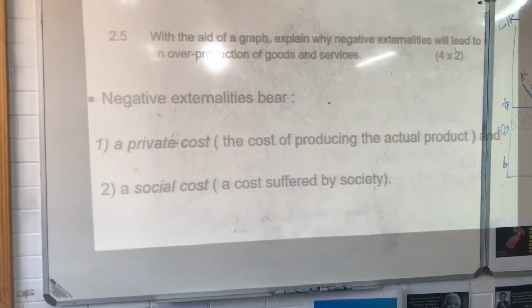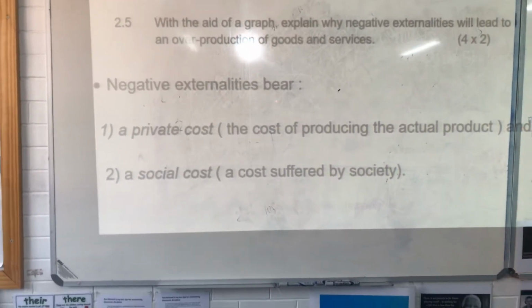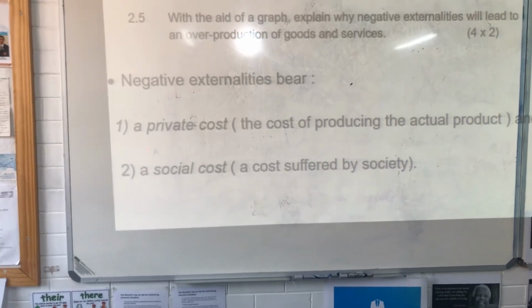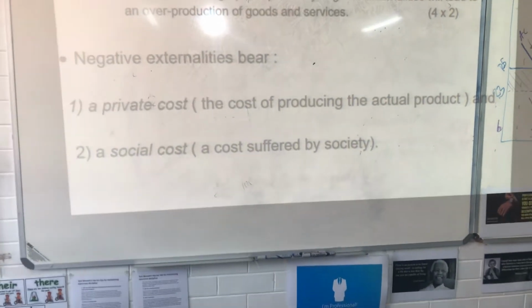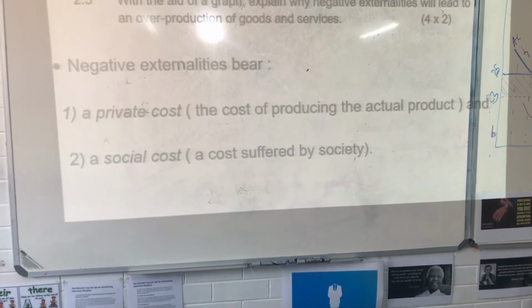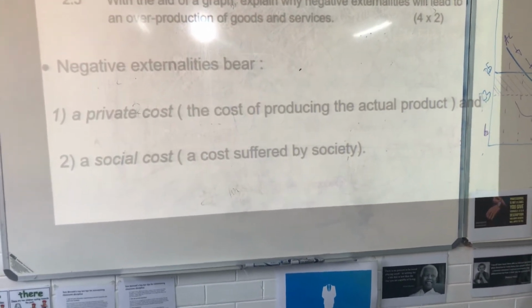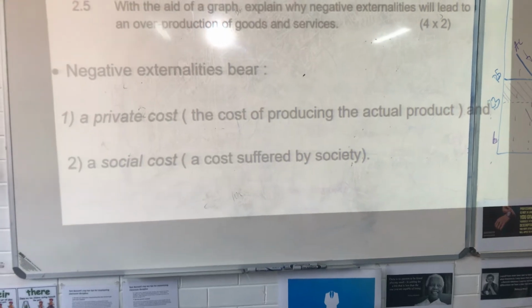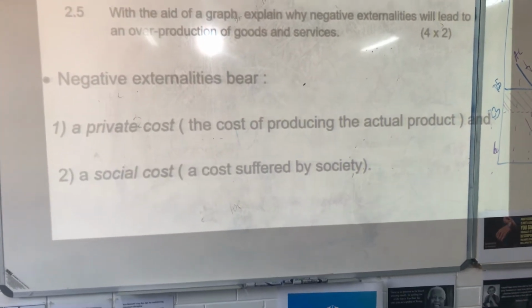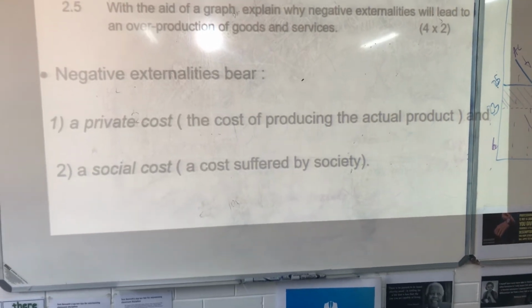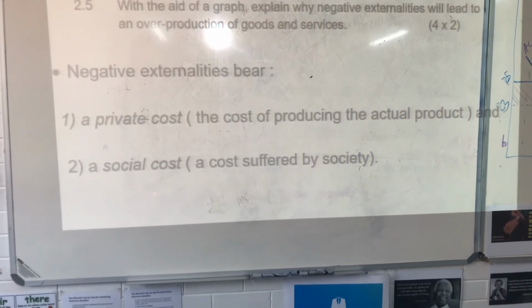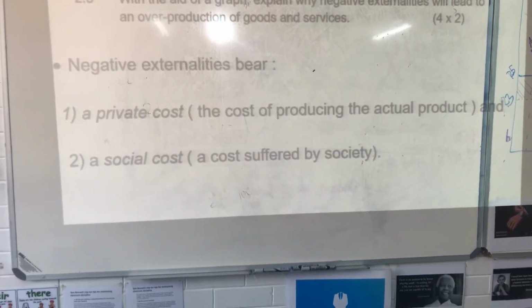But before we get to that, let's just have a look. Negative externalities bear two things. The first thing is a private cost, the cost of producing the actual product. So if we look at Nike making, let's say, an Air Jordan, the cost of producing that Air Jordan is paid by Nike, and it's a private cost. However, there's also a social cost, and this is the cost suffered by society.